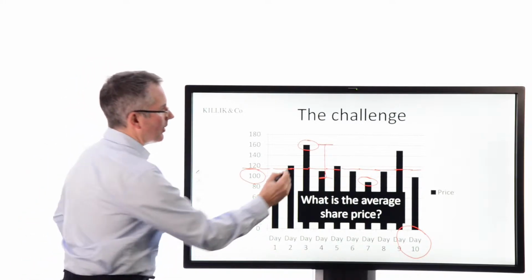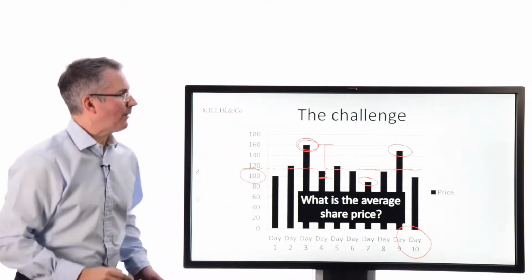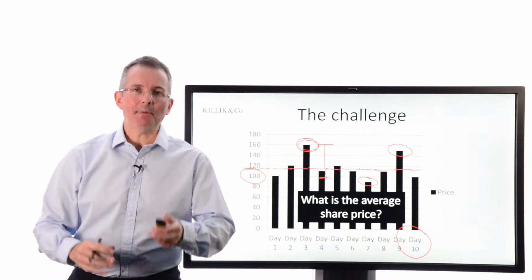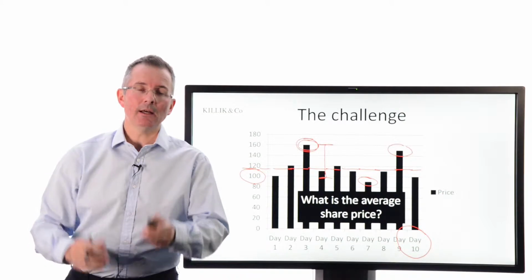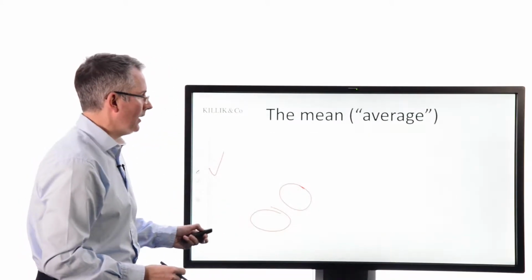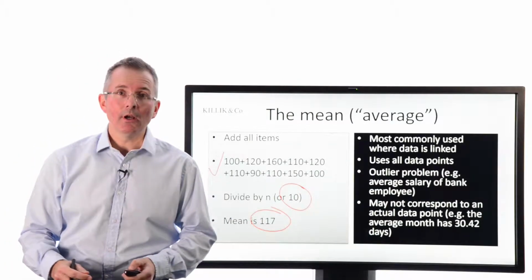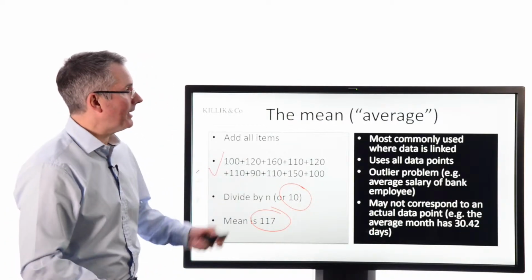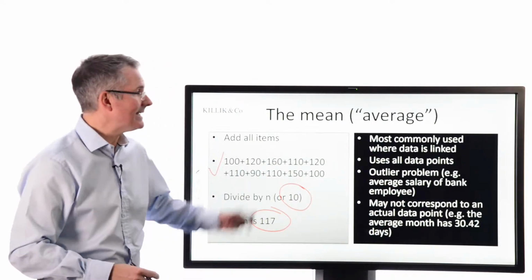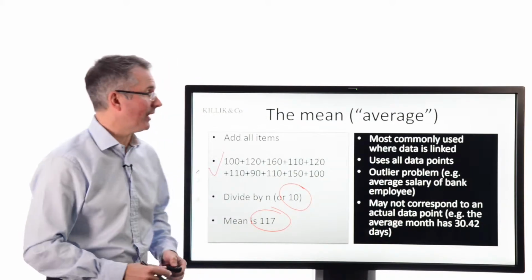And you'll notice something straight away, which is that we've got a couple of almost outlying pieces of data, 150 and 160, and those can be dangerous in the context of a mean because they can skew it. So let's take a look at some of those pros and cons now. So the mean is relatively straightforward to calculate. It's used commonly where data is linked, in this case, share price data over 10 days, and it uses all of the data available. Those are plus points, if you like.